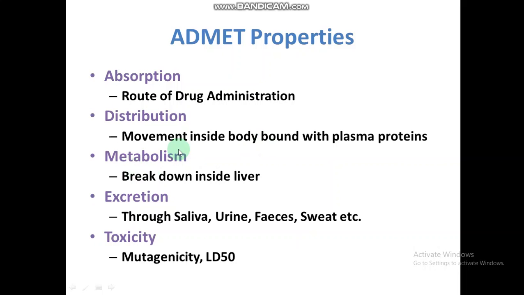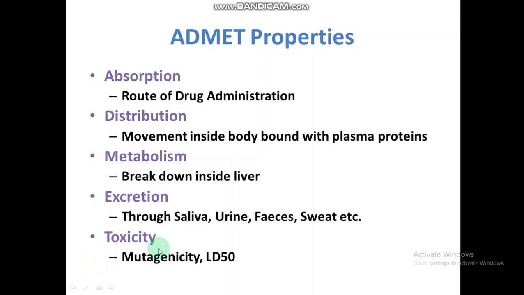ADMET properties. So what are the ADMET properties? These are absorption. By absorption, mostly we mean the route of drug administration, that is, how we will administer this drug inside our body. Then distribution. Distribution is movement of the drug inside the body, either bound with plasma proteins or free. Metabolism is breakdown of medicine inside the liver after performing its function. Excretion means that it will be excreted either through saliva, urine, feces or sweat.